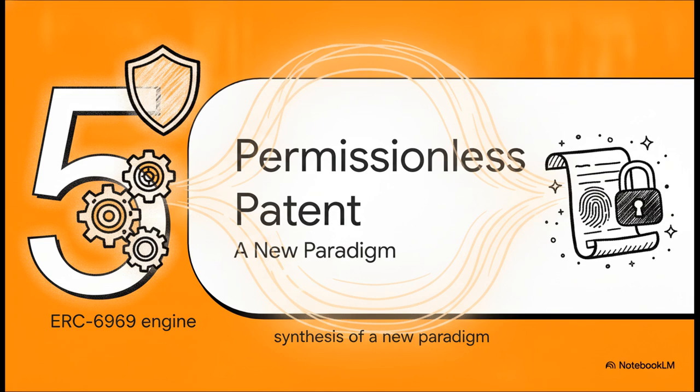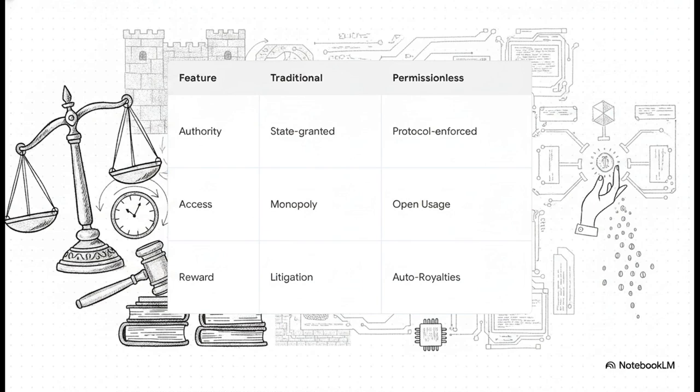Because when we synthesize that EGPL shield with the ERC 6969 monetization engine, we unlock an entirely new paradigm. Think about the stark contrast between these two models. We are officially trading a heavy, expensive reliance on state-granted legal authority for undeniable cryptographic evidence. Traditional patents rely on a judge to enforce your rights. And as we saw with Zaxcom, that can mean 14 years of brutal litigation and millions of dollars.